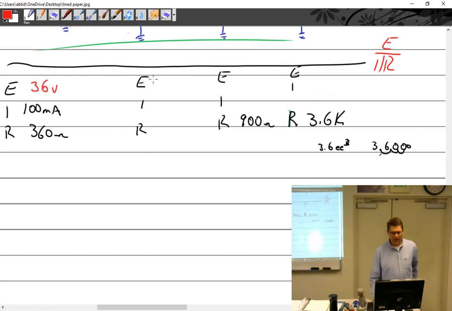36 volts. That means this is 36 volts. That means this is 36 volts. That means this is 36 volts. Now I can solve for I all the way down the board. Well, except for this one.